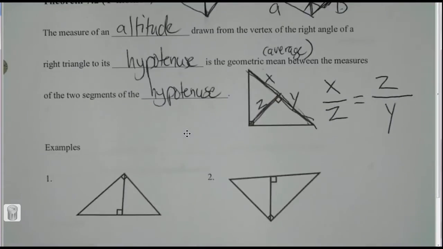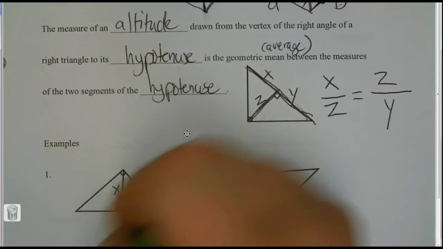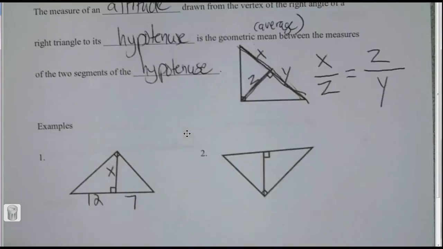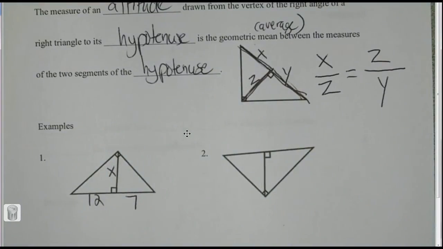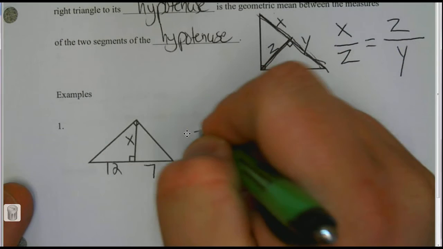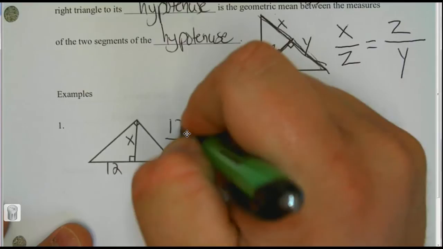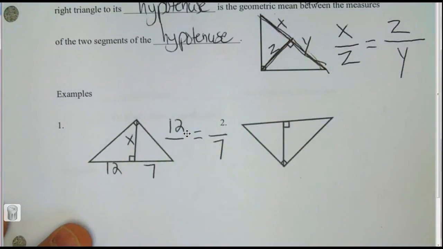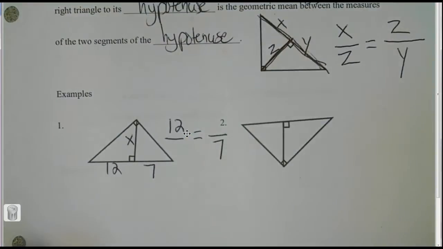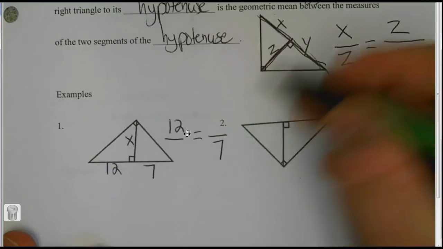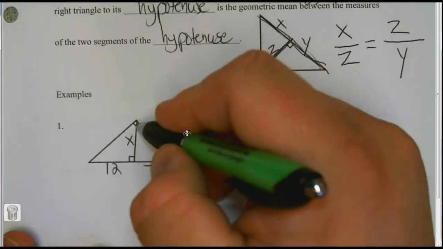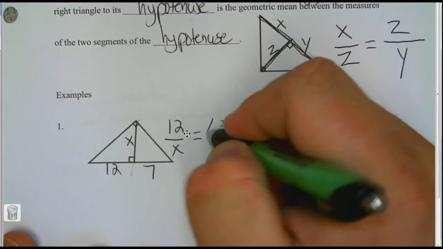So let's go ahead and look at this first practice problem. So I have a hypotenuse that has a length of 19. The segment on the left is the length of 12. The segment on the right is the length of 7. So the first thing I want to do is set up a proportion. 12 on one side, 7 on the other. I want to relate the 12 and the 7 to the length of the altitude. So I'm going to put x on both sides.